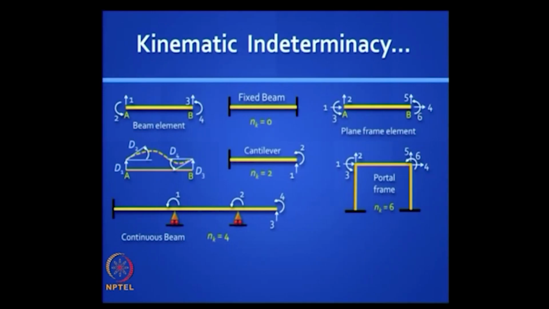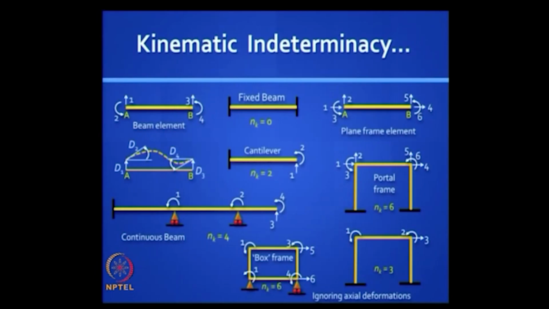A plane frame element is a kind of a combination of a truss element and a beam element, so you have 6 degrees of freedom, 2 independent translations and 1 rotation at each end. For example, if you have that portal frame, single base, single storied, with the base fixed, the kinematic indeterminacy would be 6.